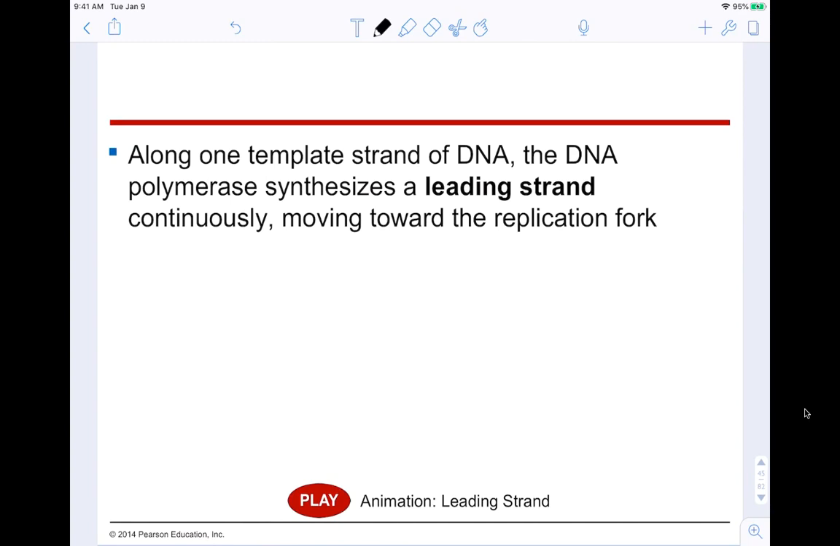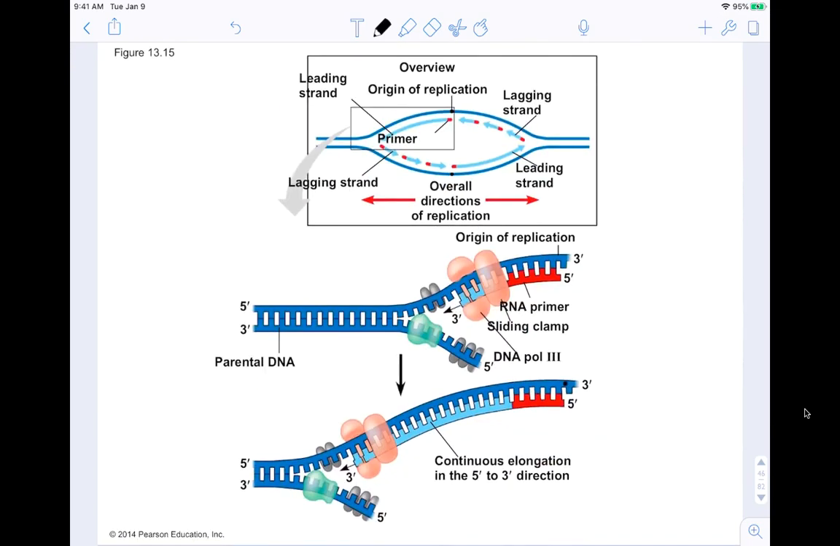Okay, along one template strand of DNA, the DNA polymerase synthesizes the leading strand continuously. That's very important. The leading strand is made continuously, which is going to move towards the replication fork. So here's the overall view. Here's our little bubble. We have our replication forks. The leading strand is labeled for you right here. It's this light blue region. You can see that it's growing in this direction. That is our leading strand. It is made in one continuous piece.